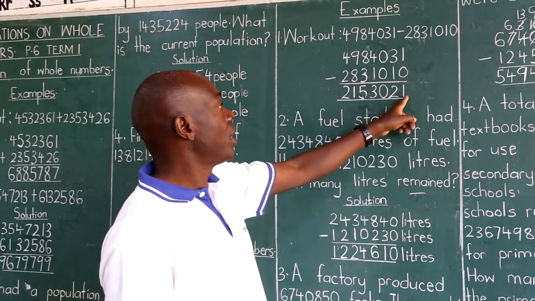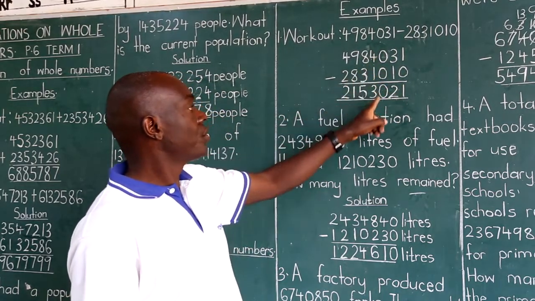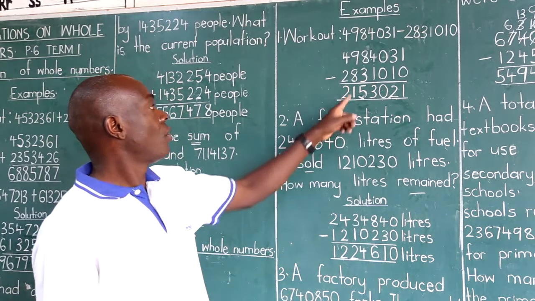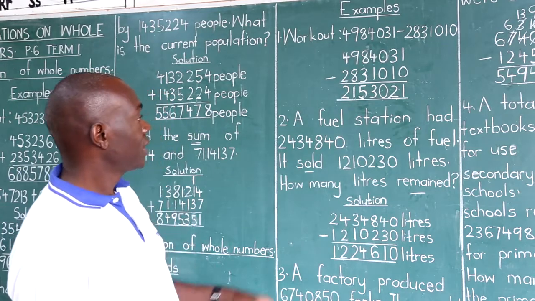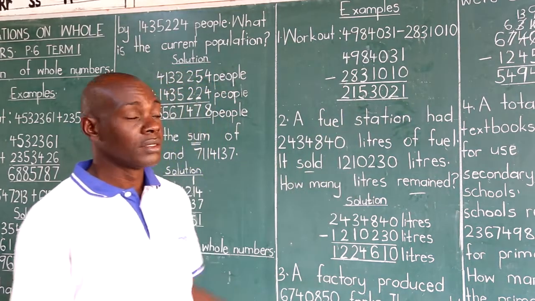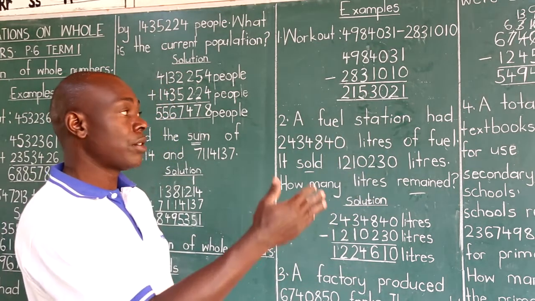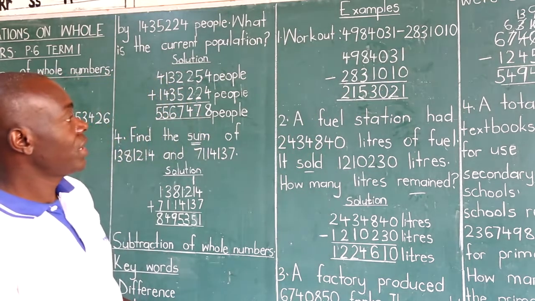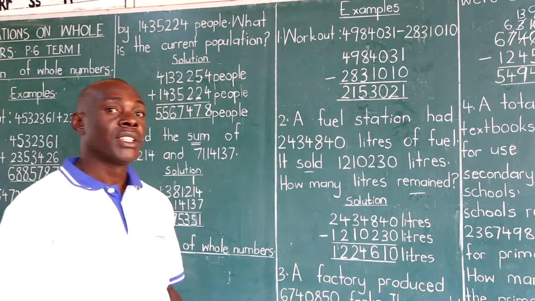1 minus 0 is a 1, 3 minus 1 is a 2, 0 minus 0 is a 0, 4 minus 1 is a 3, 8 minus 3 is a 5, 9 minus 8 you get a 1, and 4 minus 2 you get 2. Then having worked out successfully, the final answer is 2,153,021. All in all, placing these digits in accordance with their place values, starting from ones all the way to millions, still works like it did in addition. In so doing, you get the answer successfully without any difficulty.